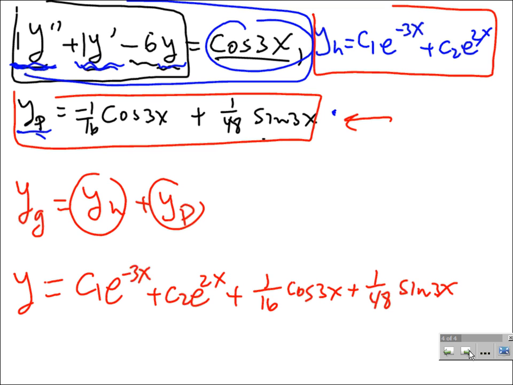Okay, understand the concepts. Don't worry about a silly arithmetic error here and there. Sure, you'll lose a point or two on your exam, but it's more important that you understand it. Okay, let's try at least one more problem.